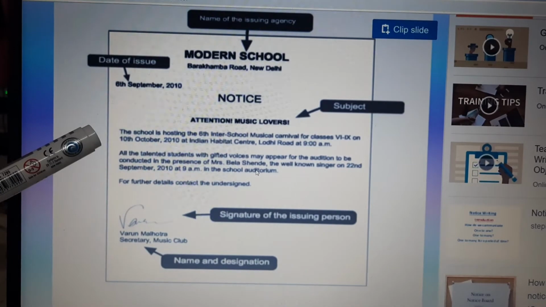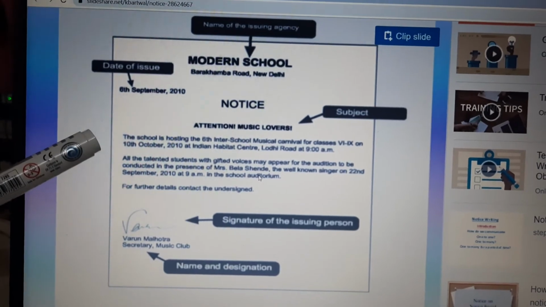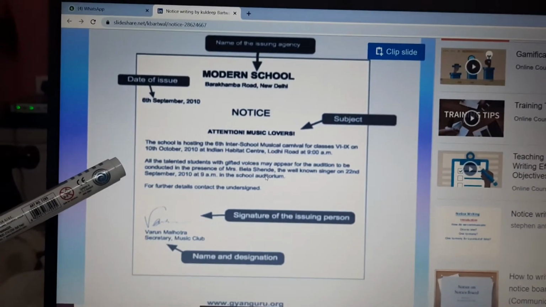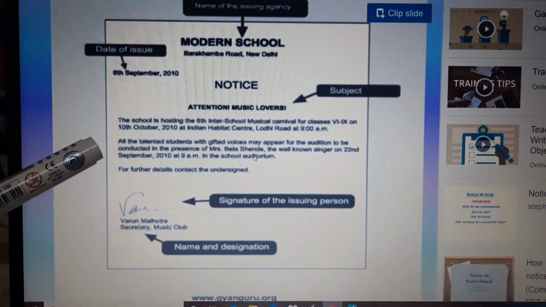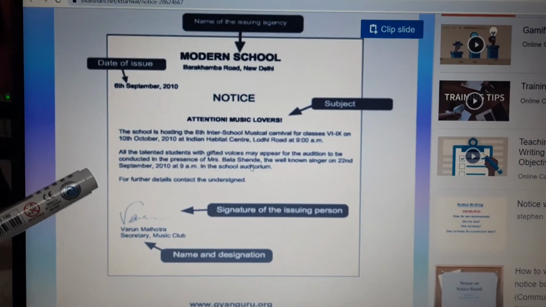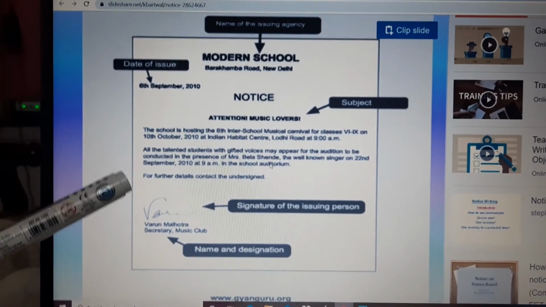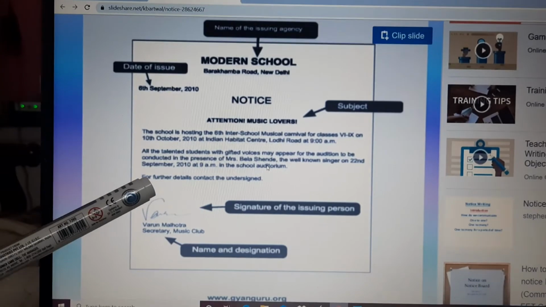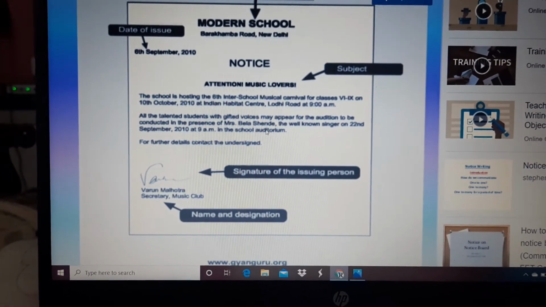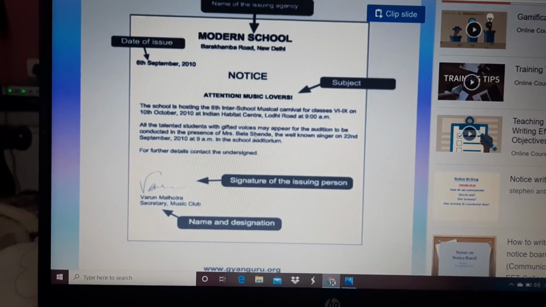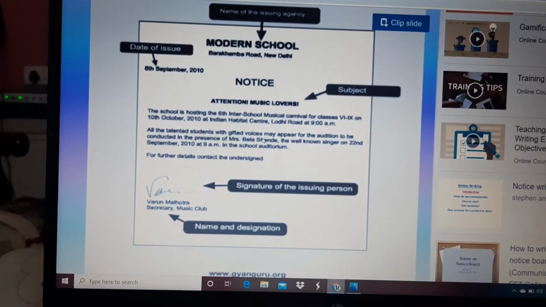Attention music lovers, the school is hosting the 6th Inter-School Music Carnival for classes 6 to 9 on 10th October 2010 at Indian Habitat Center, Lodhi Road at 9 am. All the students with gifted voices may appear for the audition to be conducted in the presence of Mrs. Bela Shande, the well-known singer, on 22nd September 2010 at 9 am in the school auditorium. For further details, contact the undersigned. The signature of the issuing authority will be written on the bottom left hand corner with the name and the designation.